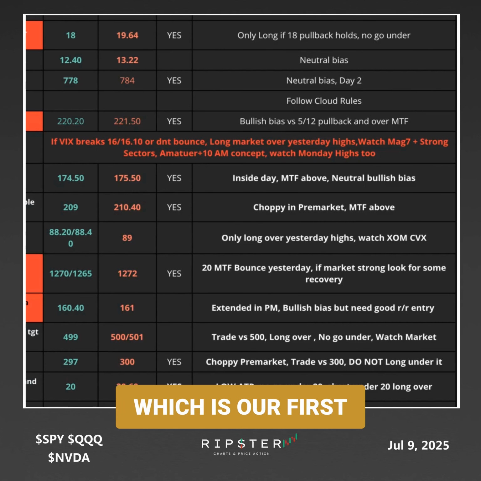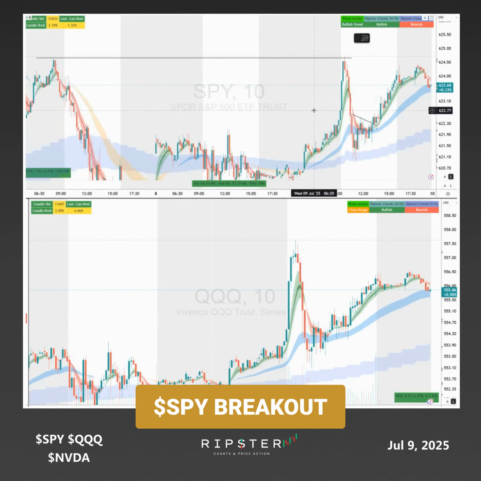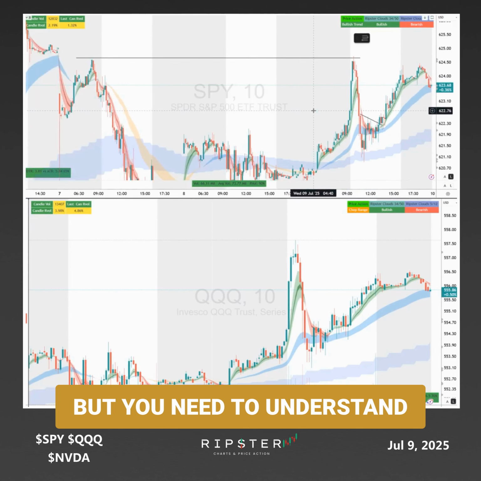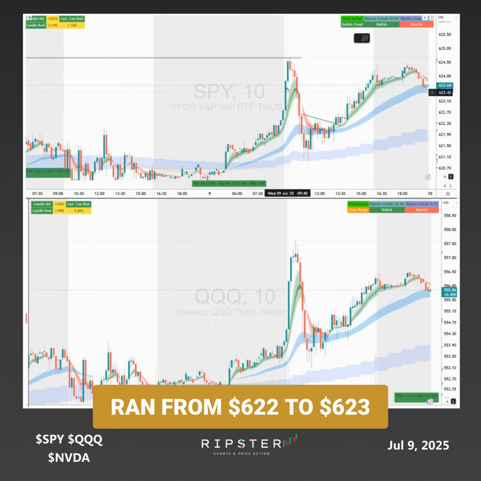Amateur move, which is our first 10 to 15 minutes move, the 10 AM concept, and watch the Monday highs. So right away, as soon as the market opened, it was bullish. SPY breakout. So that was the amateur move. You can long it, but you need to understand the amateur moves. It was definitely a bullish move out of the gate. The amateur move on SPY ran from 622 to 623.